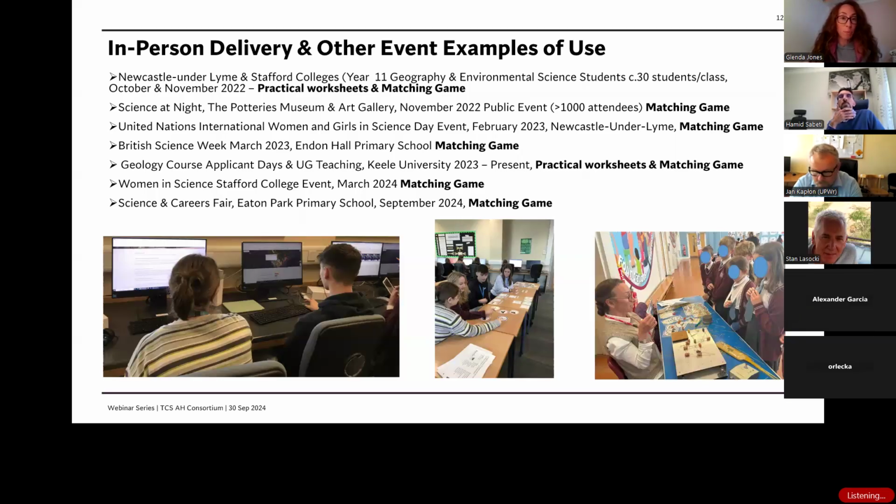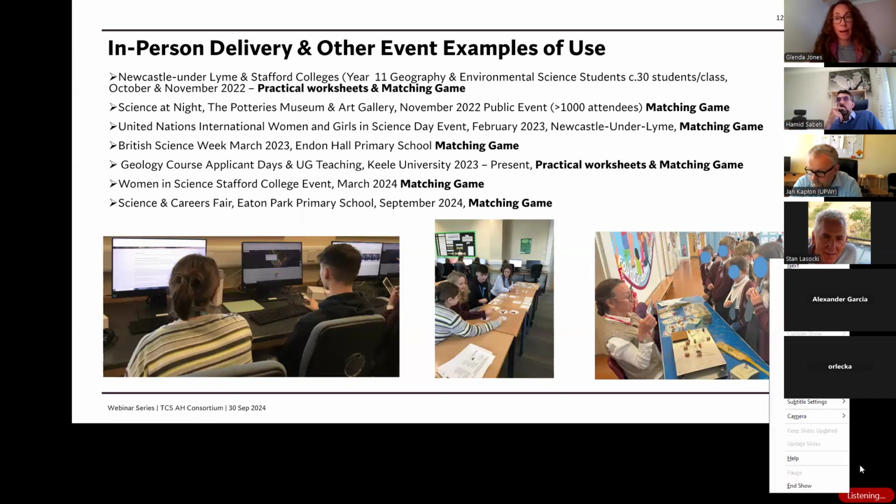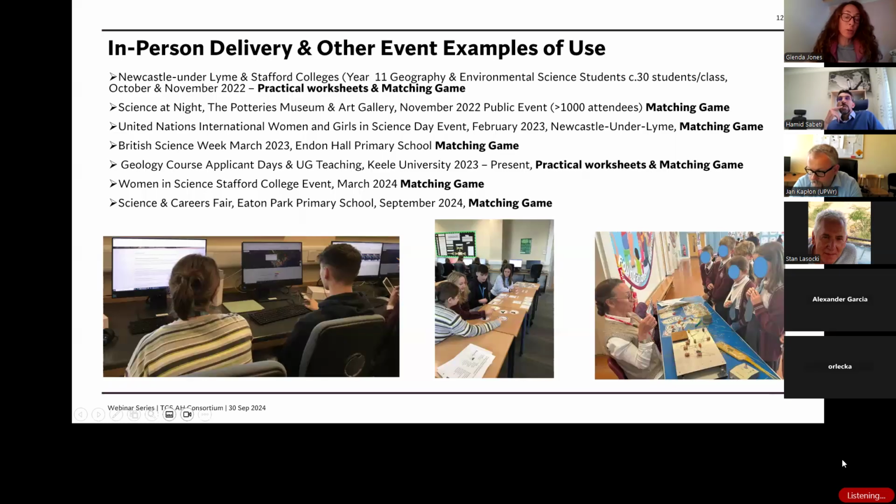The matching game's also been used at other events, such as the United Nations International Day of Women and Girls in Science event and a British Science Week event. I've used it quite a lot at science and careers fairs at schools as well as college events, and of course for teaching at Keele University. Next slide, please, Ian.